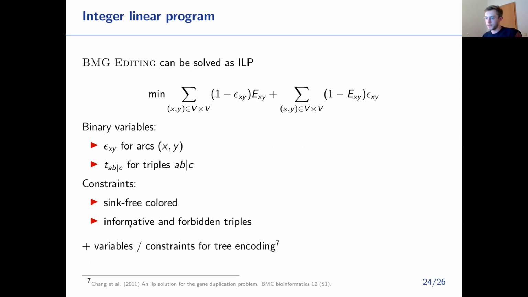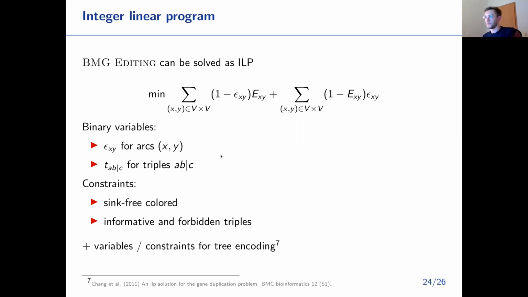And that all of the informative triples and none of the forbidden triples must be displayed. So you may remember informative and forbidden triples were defined in terms of the presence and absence of arcs and of the coloring of the involved vertices. So we can simply add a constraint that whenever we get an informative triple, then this forces this binary variable to be 1. And whenever we have a forbidden triple, this forces it to be 0. In this way, we get an exact solution for the problem.